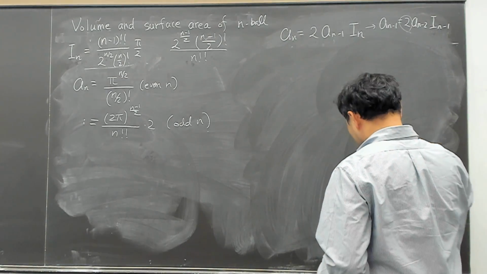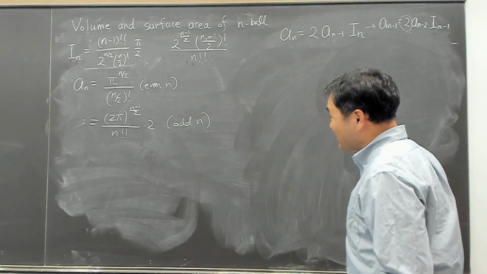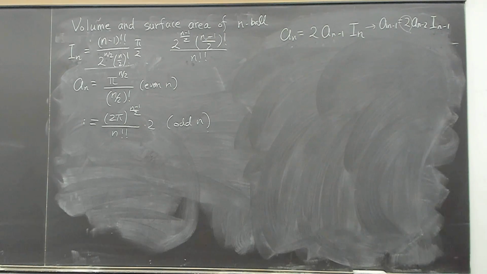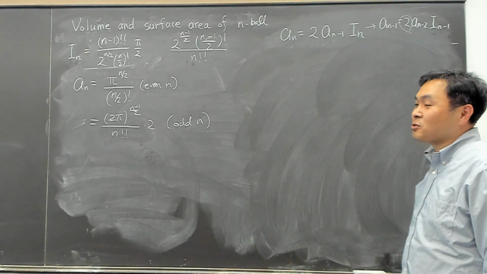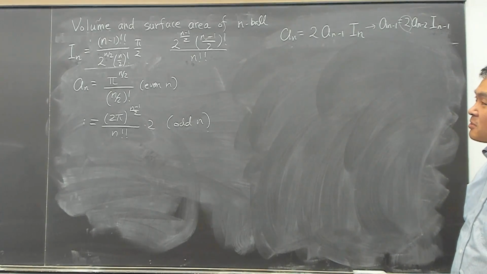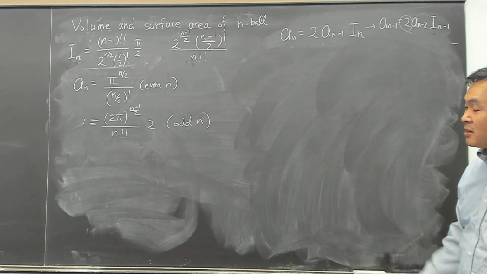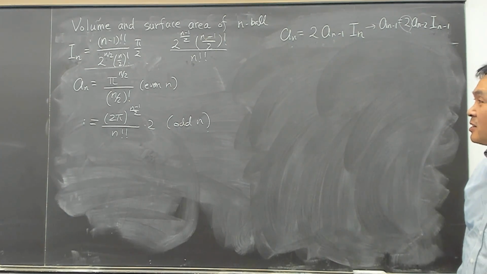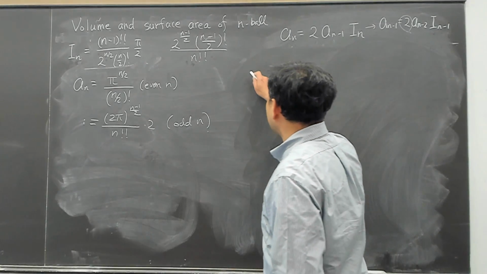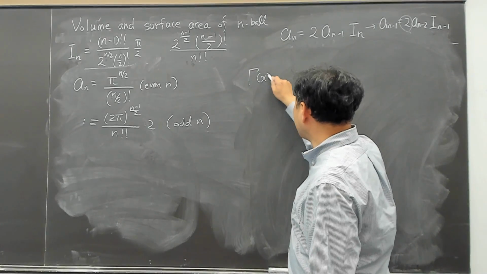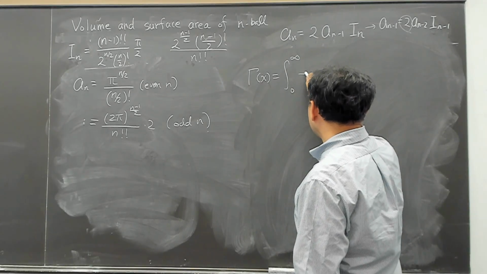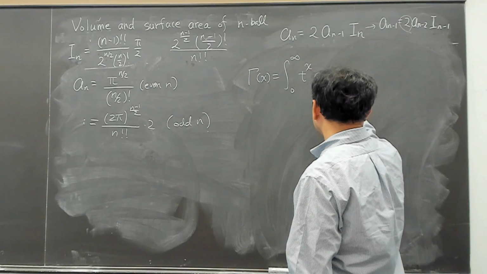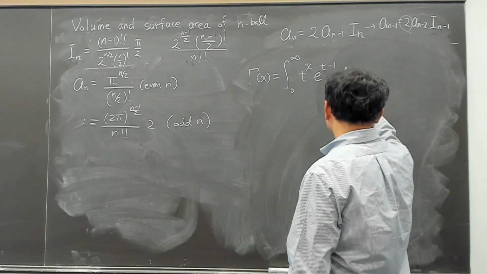It's a bit interesting, or you might say ugly, that you have different formulas for even n and odd n. So there's a way to rewrite this so that it's true for both n even and odd, and use something called the gamma function. Gamma of x is defined as the integral from 0 to infinity of t to the x minus 1, e to the minus t, dt.